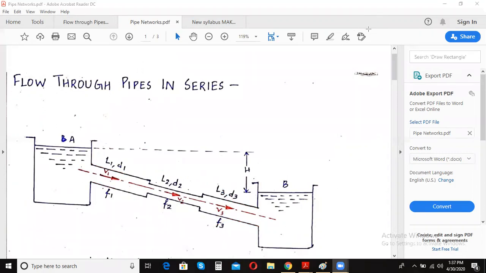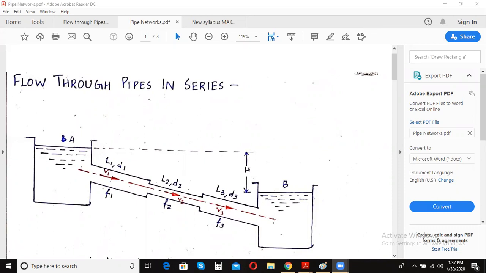Okay, so we have these two reservoirs marked as A and B, and the difference in head, or the difference in the water surface level between A and B, is denoted as capital H. Okay, so this is the total head loss. One thing you should remember is that the difference between the water levels of any two reservoirs is also the head lost, or the loss of energy, between those two reservoirs.